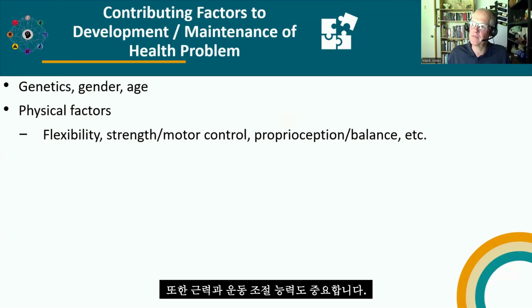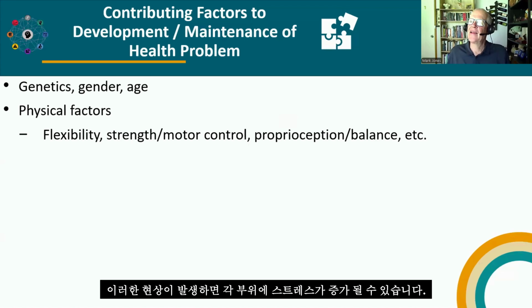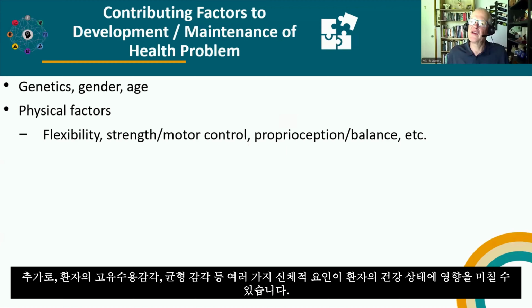Also strength and motor control. It's very common for patients who have poor proximal strength and control to ultimately have poor alignment when they're doing function, simply walking or running. And if that occurs, that can lead to increased stress on different peripheral joints. You can also have physical contributing factors around a patient's proprioception, their balance, and many others.